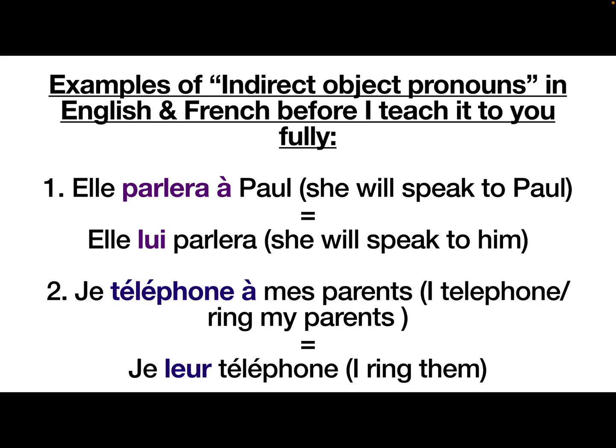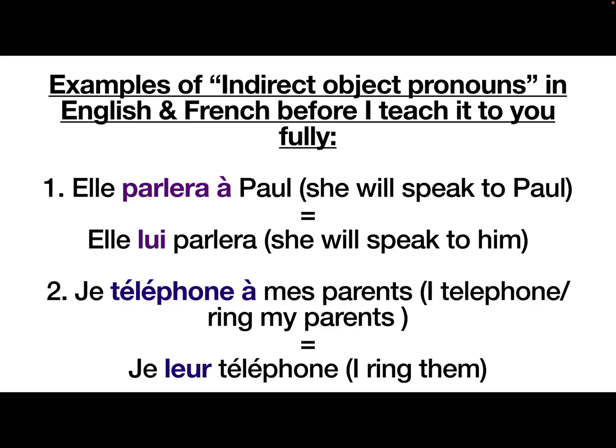Elle parlera à Paul. She will speak to Paul later on. Parler à plus a person. Okay, so instead of saying she will speak to Paul, I want to say she will speak to him. To him is my indirect object pronoun, whereas the direct object would be him. Here I'm saying she will speak to him. So you're replacing to Paul with to him. Elle lui parlera. So lui clearly means to him.